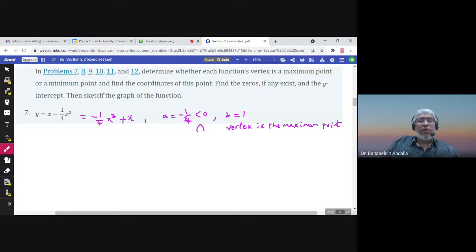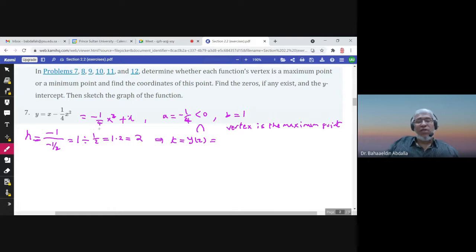All right. Find the coordinates of this point. To find the coordinates of the vertex, we find h, which is negative b over 2a. So it's negative 1 over 2 times negative 1 over 4. 2 times negative 1 over 4 is negative half. So negative over negative is positive, and this is 1 over half, or 1 times 2, or 2. So h is 2. Now k would be y of 2.